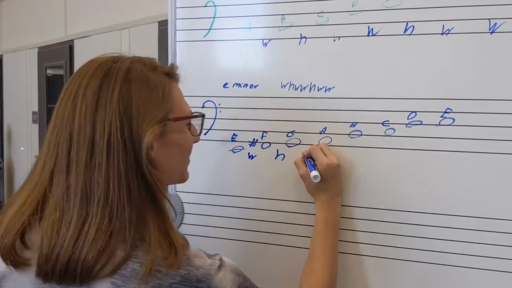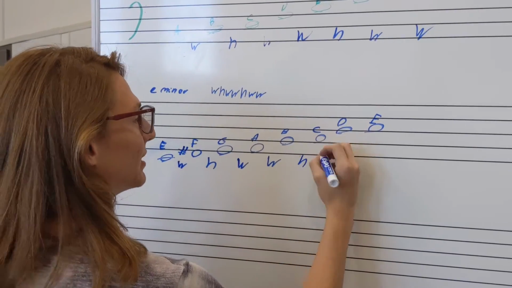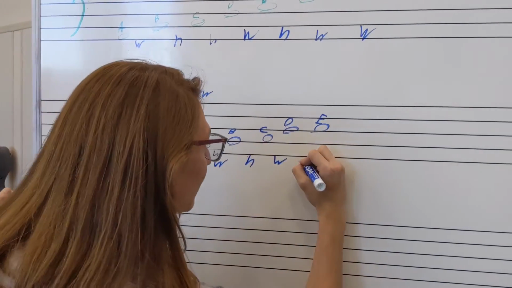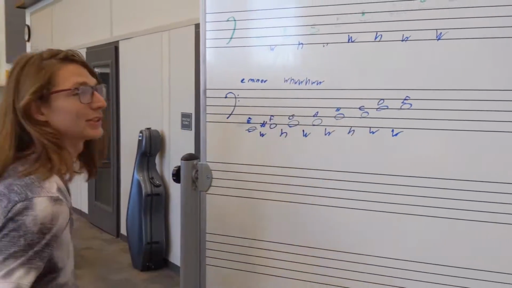From G to A, that's a whole step. From A to B, whole step. B to C, half step. C to D, whole step. And D to E, a whole step. And that's how you write your E minor scale. That was one way to find a minor scale. Here's another way. Take it away, Jiles.